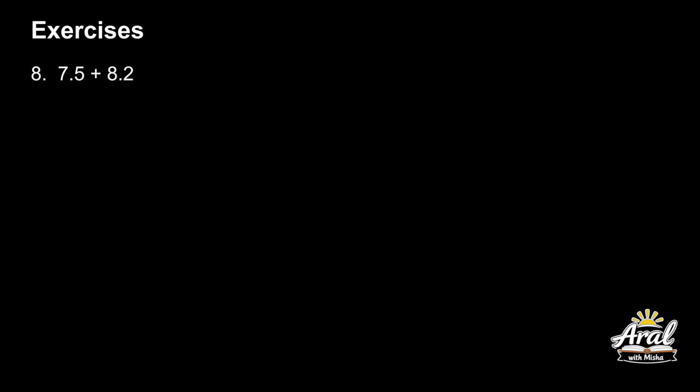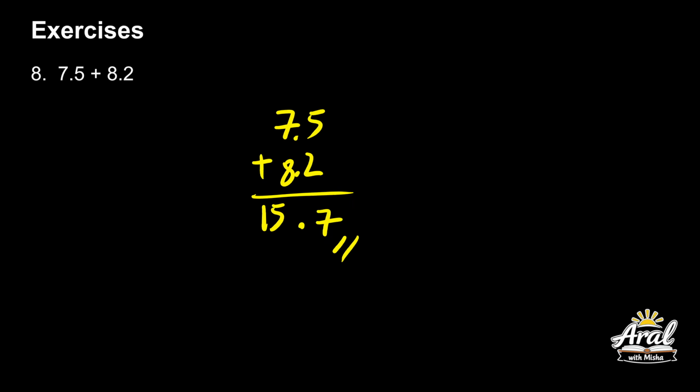And next question, 7.5 plus 8.2. So, align the decimals. 5 plus 2, that's 7. 8 plus 7, 15. So, your final answer is actually 15.7. Alright?